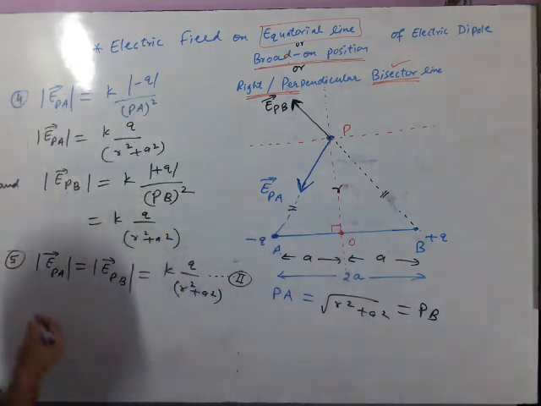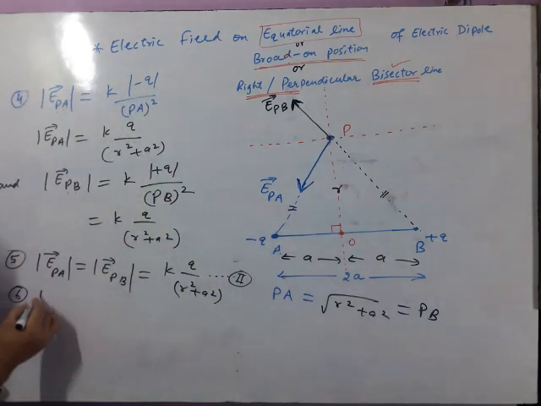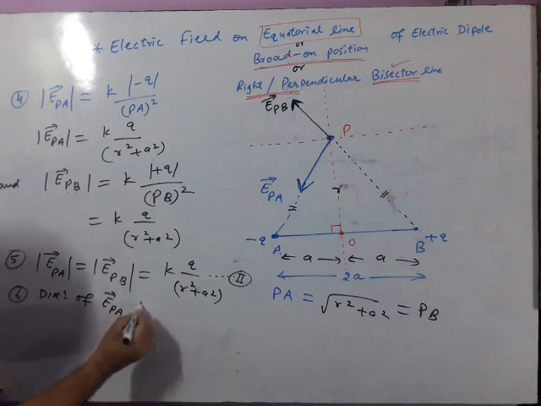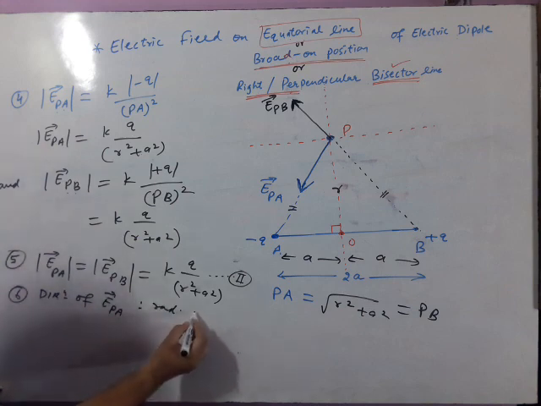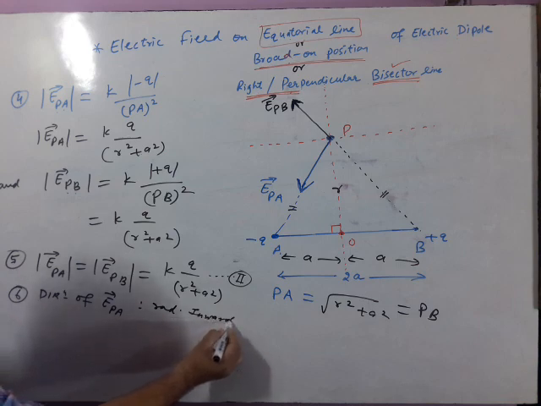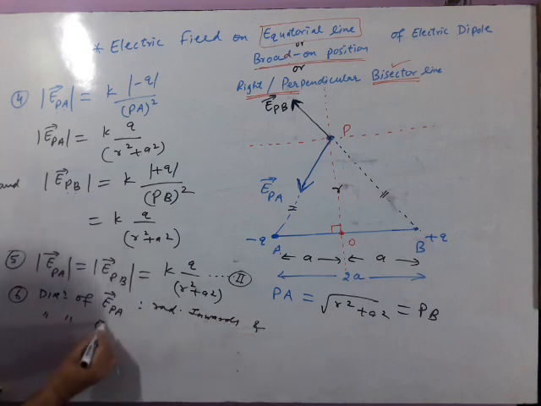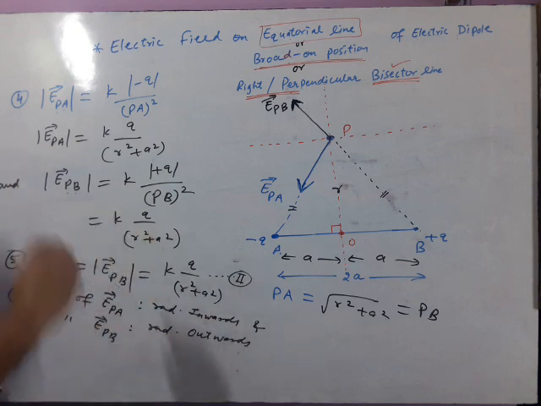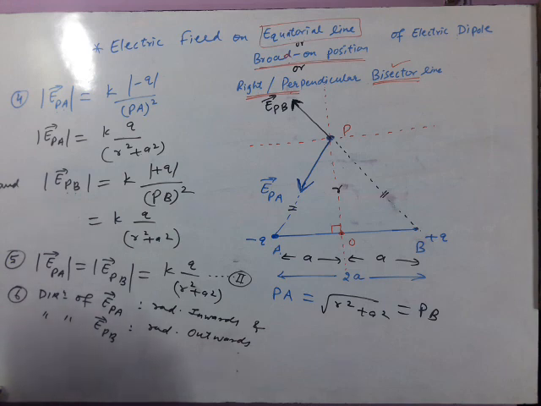Now you should write in step number 6, direction of EPA vector is radially inwards and direction of EPB vector is radially outwards. Now there are so many ways for solving this numerical. Parallelogram technique, triangular technique, component method, IJK technique. So I am telling you now the component method.